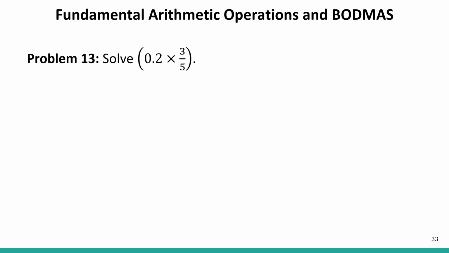So let's solve problem number 13. The given problem asks us to evaluate 0.2 multiplied by 3 by 5 inside a bracket. So first we remember the BODMAS rule. BODMAS. B for brackets, are there any? Yes. So we evaluate it first, 0.2 into 3 by 5.